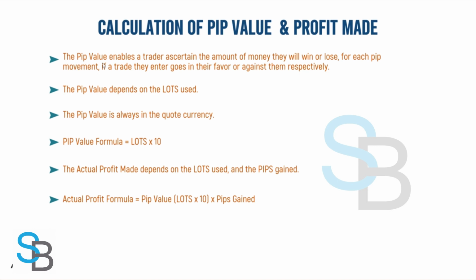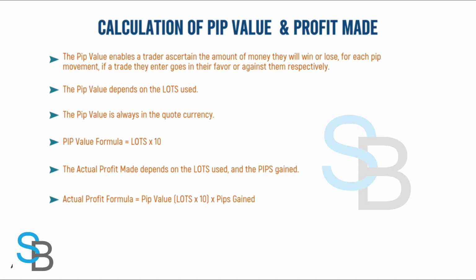Okay, so what's the term pip value? What does it stand for? So the pip value is what enables a trader ascertain the amount of money they make or they lose for each pip movement if a trade goes in their favor or against them respectively. The pip value depends on the lots used. Remember we have spoken about lots or lot size, and this pip value depends solely on the lot size the trader uses.